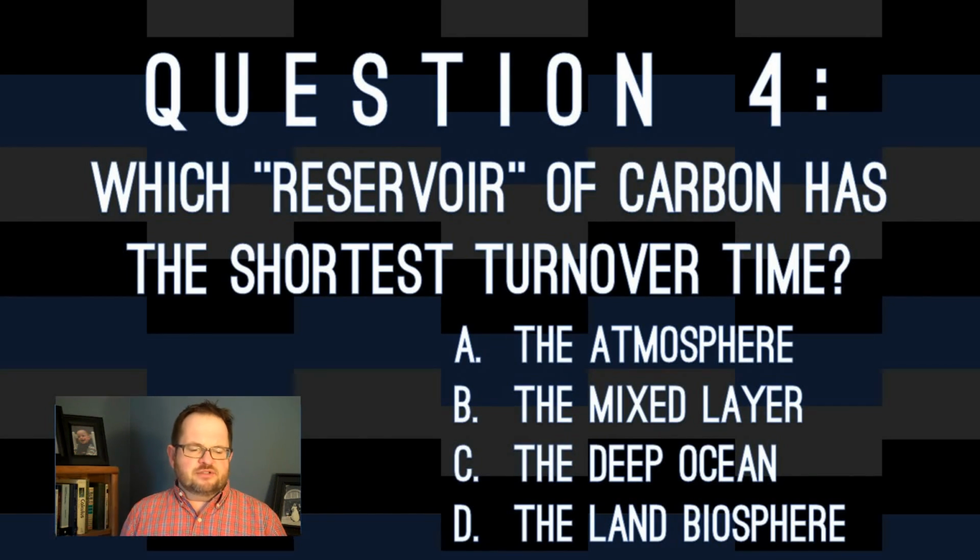Before we get to that though, let's actually talk about a couple more questions here. Which of these reservoirs of carbon had the shortest turnover time? The atmosphere, the mixed layer, the deep ocean, or the land biosphere? Alright, think about that. Maybe look back through your notes. Choose one of your 4 options below, and we'll get some feedback before we move on to question 5.